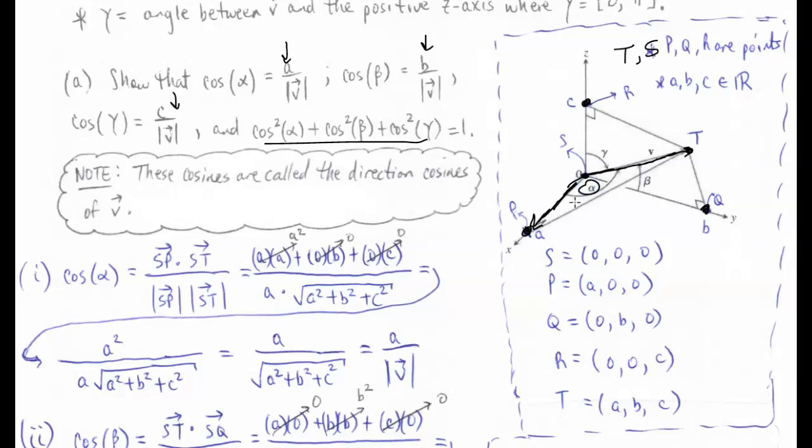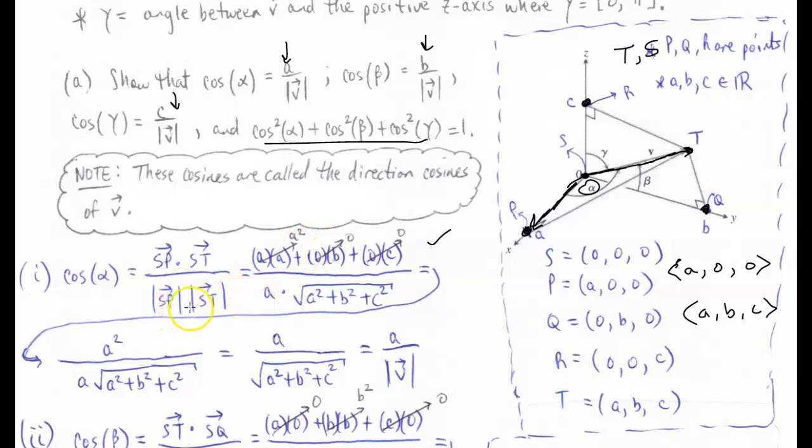So if I dot the vector SP with vector ST, the vector SP is just basically going to be A, 0, 0. That's what that one looks like. And the vector ST is just going to be A, B, C. And if I dot those together, I get A times A plus 0 times B plus 0 times C, and it ends up being A squared in the numerator.